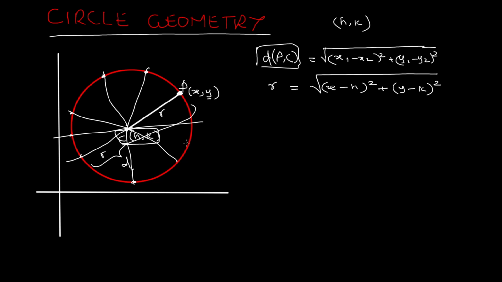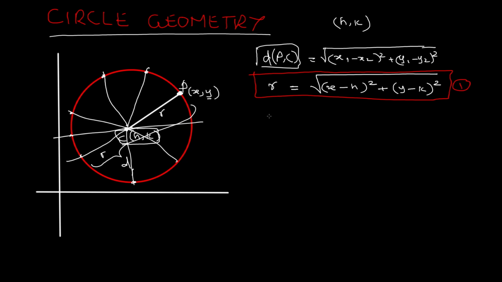So if you take any point on the circumference, on the perimeter of the circle, and we use the center, then we're going to get the equation for the radius, like that. So this is equation number 1.